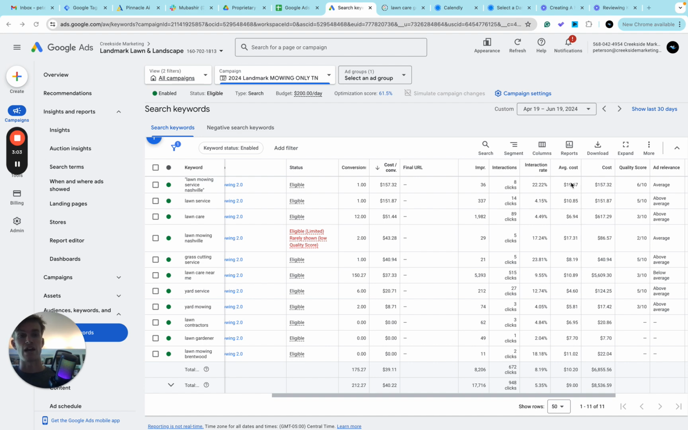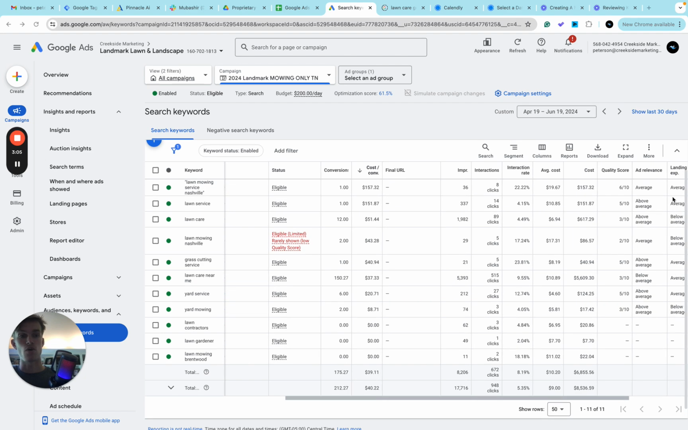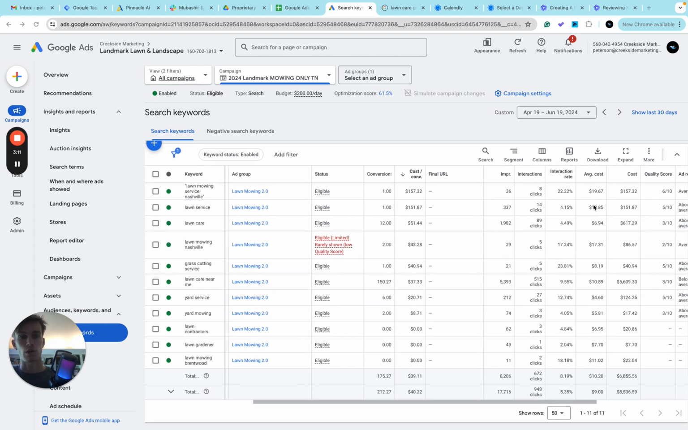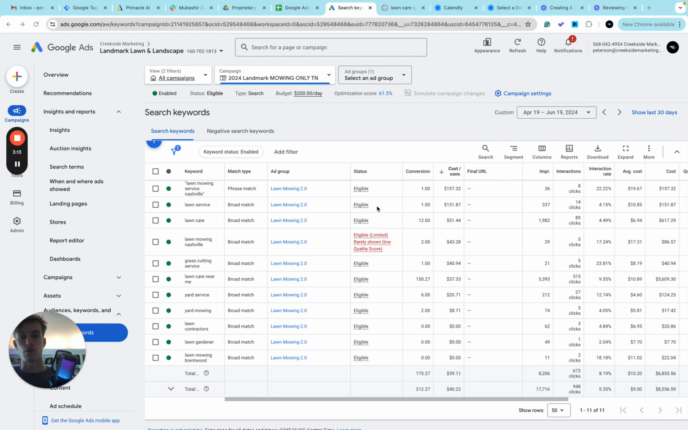So we are not a huge fan of this, even though the quality score isn't bad. It's average or above average. Paying this much for clicks for that low of conversions is not something we are interested in doing. However, what we can do with this lawn mowing service in Nashville is we can see that it's getting some impressions over the course of the 2 months. And it's got a decent click-through rate. So we would want to throw this into our location-specific ad group.